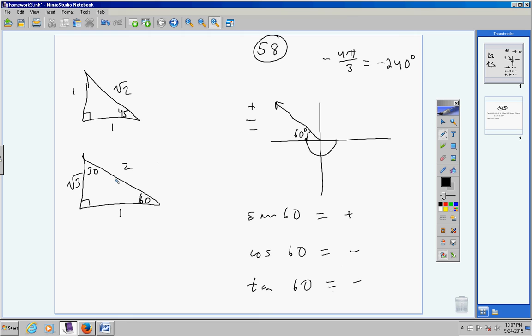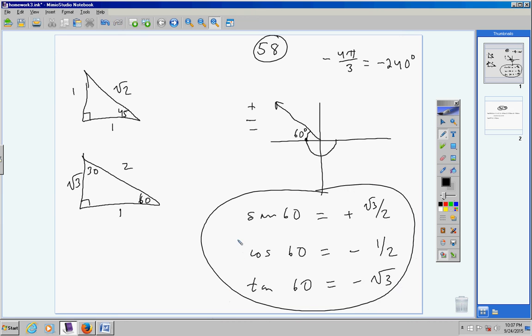Sine of 60, opposite over hypotenuse. Cosine of 60, adjacent over hypotenuse. Tangent of 60, opposite over adjacent. Square root of 3 over 1, or just square root of 3. Of course, with the appropriate signs. That's it, guys. Not too bad.